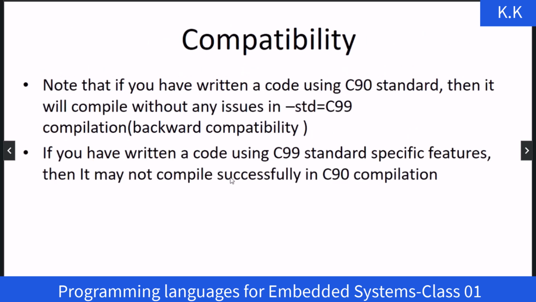Note that if you have written code using the C90 standard, then it will compile without any issues in C99 standard compilation. That's what we call backward compatibility. But if you have written code using C99 standard specific features, then it may not compile successfully in C90 compilation. You should keep this in mind, but don't worry about this. We'll see how to set the standard in the compiler later.